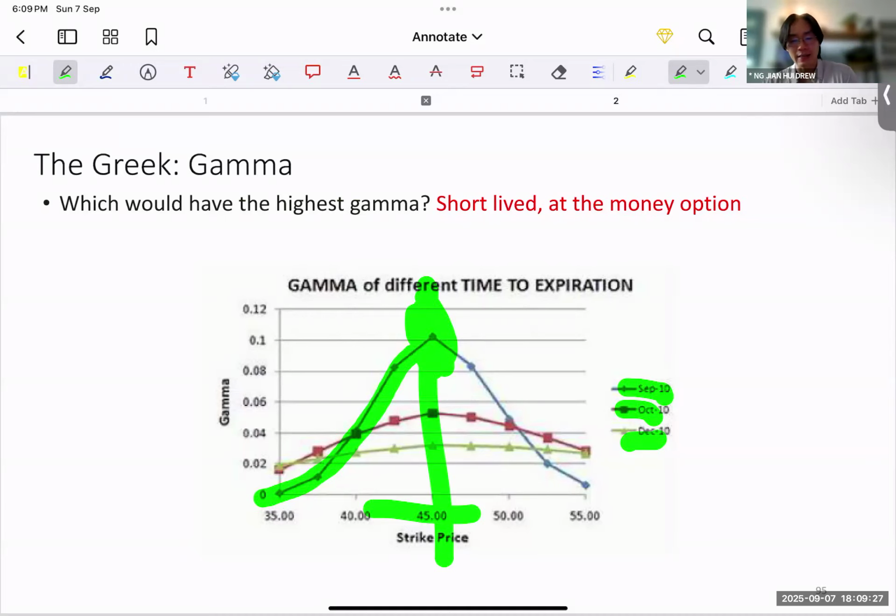And then for your October and December, you see that it's a bit gentler because the time to expiry is further. So highest gamma happens when the option is short-lived and at the money. So it's very similar to our delta.